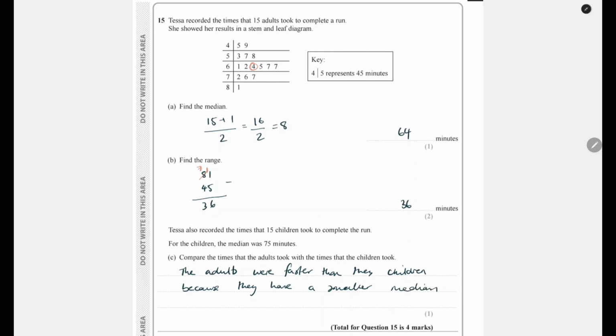And what is the difference in the median? Well, it's 11 minutes because the children took 75 minutes. The median for the adults, as we worked out in part A, was 64. And so that's 11 minutes faster.